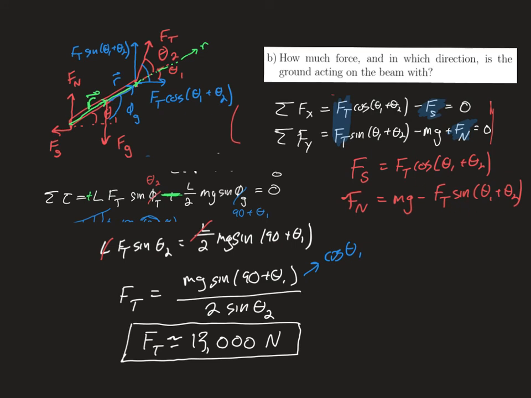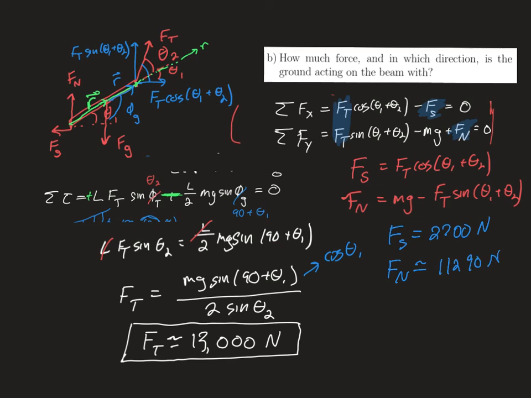So in this case, the normal force is smaller than the gravitational force because whatever the rope is doing is helping to hold the beam up. If you go to your calculator and calculate the static friction force, that is going to be 2,700 newtons. The normal force is going to end up being 11,290 newtons.